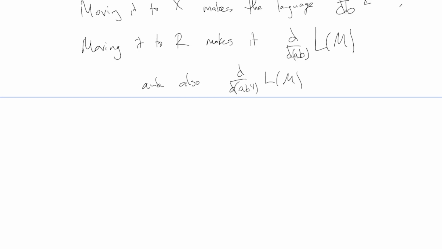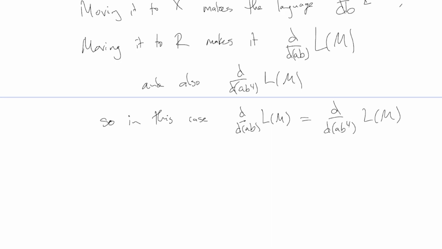And what that means is those two sets must be the same set. If you move the starting state to R, the language becomes something. What does it become? Well, for one reason it becomes this, but for another reason it becomes this. And those answers have to be the same answer. So in this case, this derivative with respect to AB of this language is also equal to this derivative with respect to AB to the 4 of the same language.